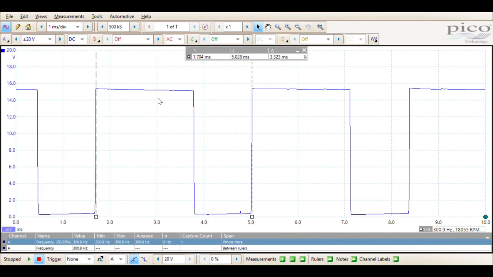So a quick little recap on all three. Remember, pulse width is the amount of time something is on or how long it's being commanded. Duty cycle is percentage of on time versus off time. And frequency is how many times something happens per second.